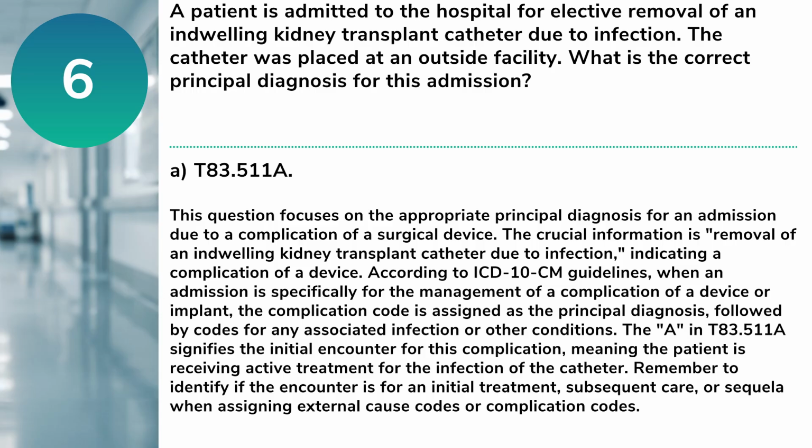The T83.511A signifies the initial encounter for this complication, meaning the patient is receiving active treatment for the infection of the catheter. Remember to identify if the encounter is for an initial treatment, subsequent care, or sequela when assigning external cause codes or complication codes.